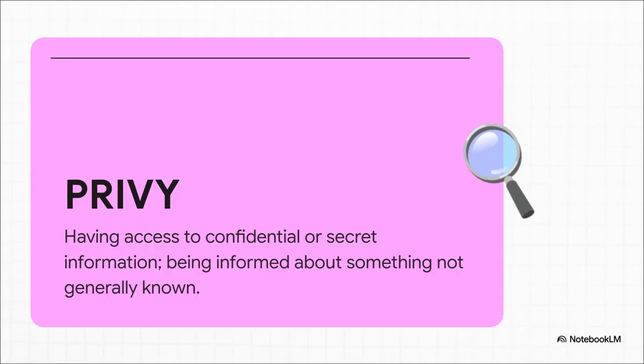So to be privy to something just means you know a secret. You're on the inside, in a position of trust, and you have information that most people don't get to hear. For example, as the lawyer's assistant, he was privy to all the details of the confidential case.